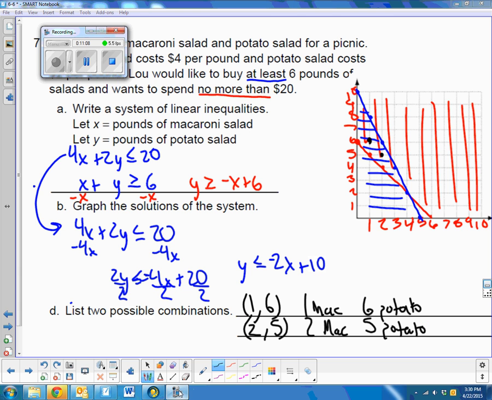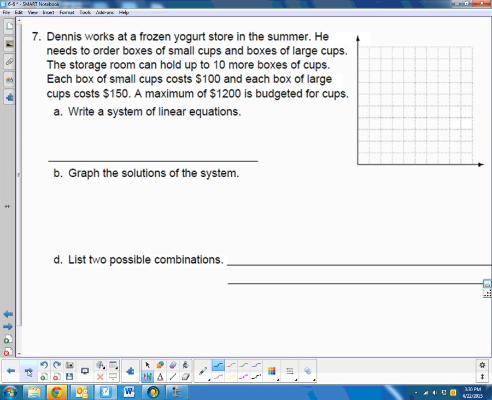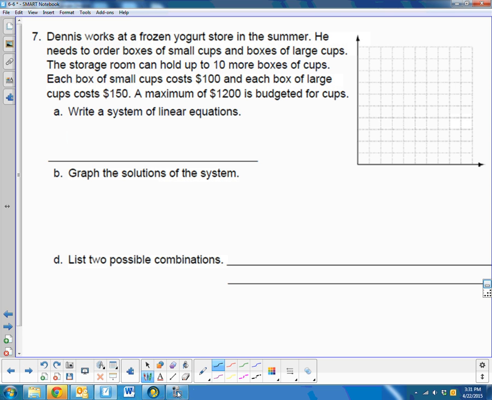How am I doing on time? 11 minutes. So this is what I'm going to have you do. I'm going to have you try this one on your own. I'm going to put the answers up, and then I'm going to have you try another one on your own, and we'll do it in class tomorrow. So try this one on your own.